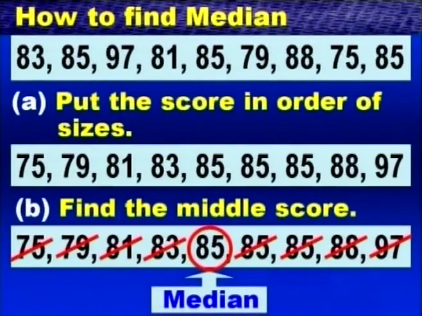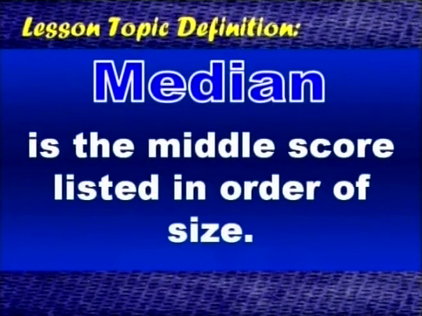To understand more on median, let us look at the definition or meaning of what median is. Median is the middle score listed in order of sizes. So if you can think back to Michael's example, those scores which have been given were put in order of sizes, and second step, we found the median score or the middle score.